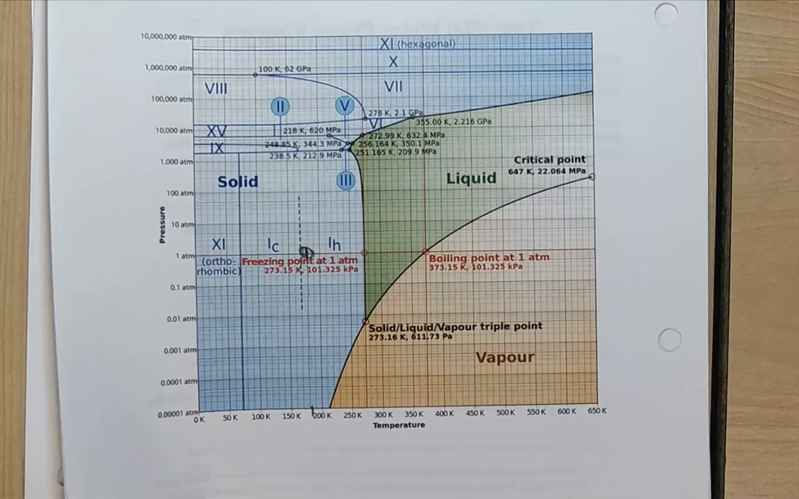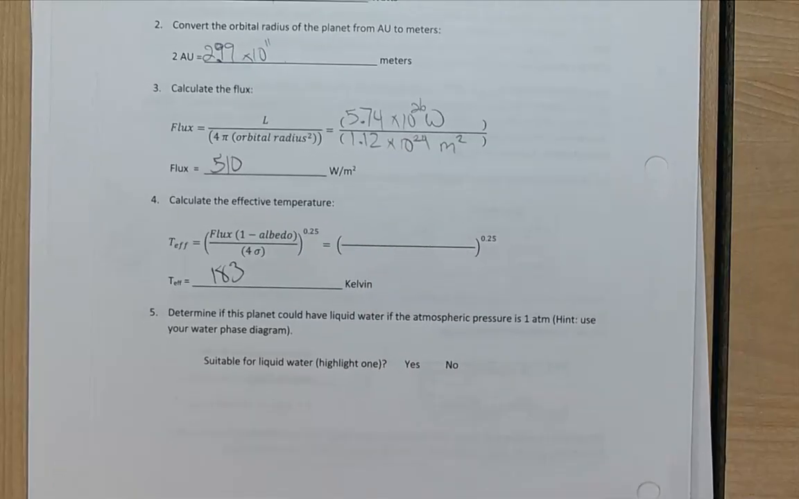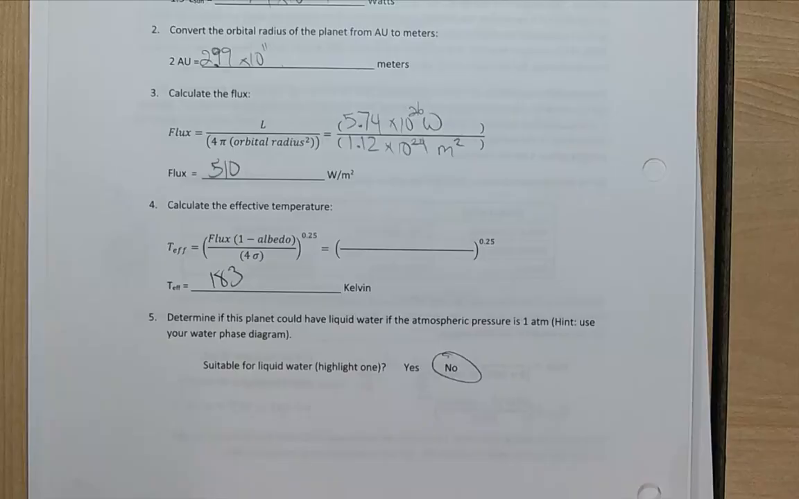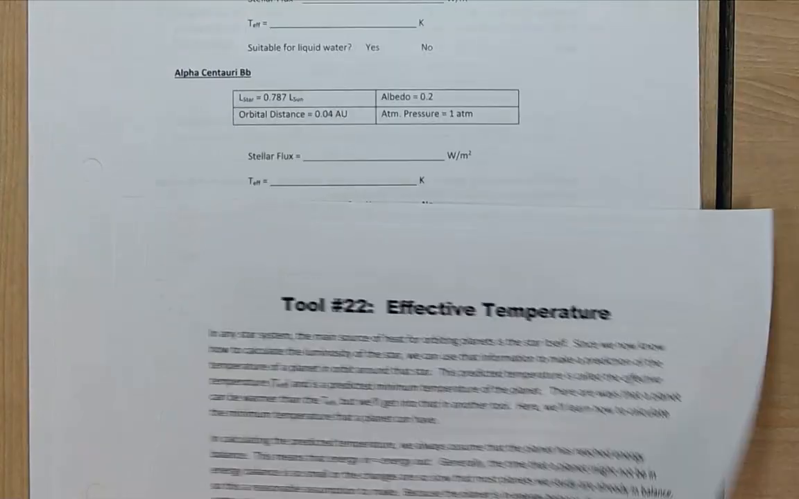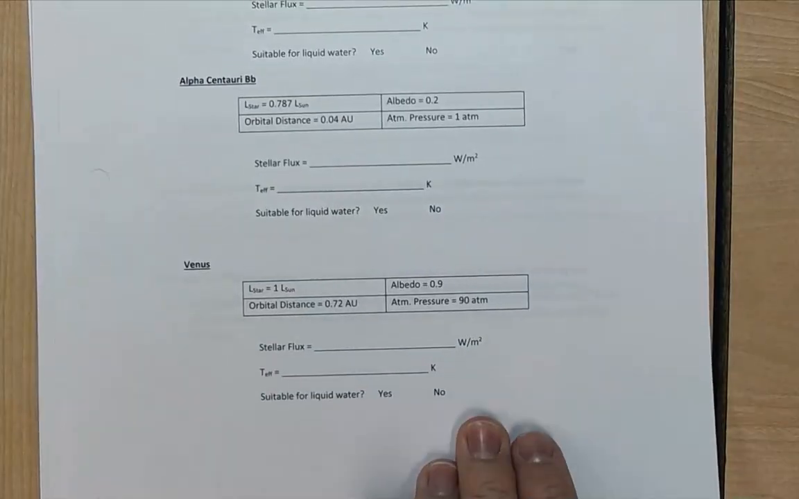Suitable for liquid water? No. Too cold. How about this one?